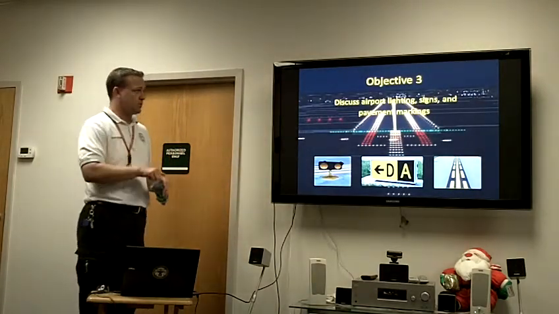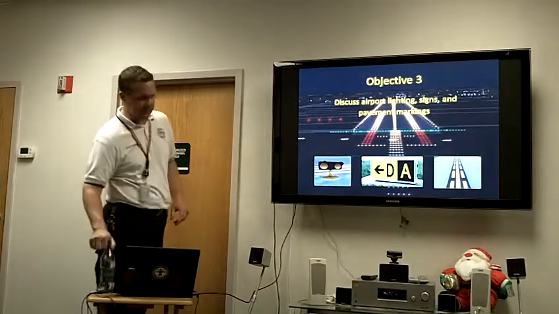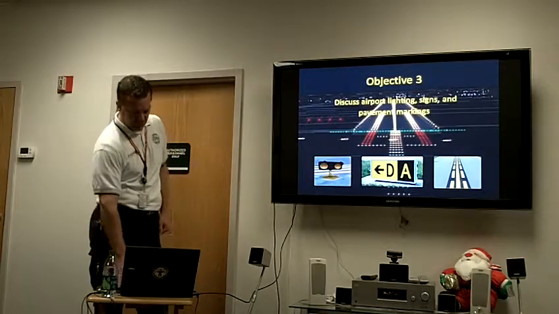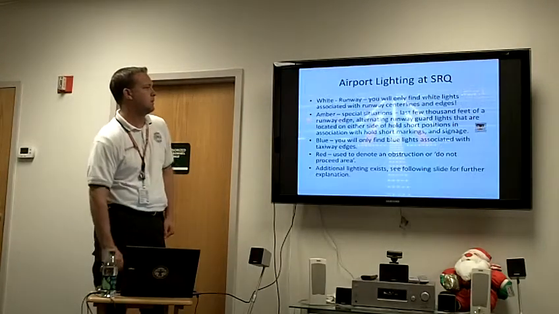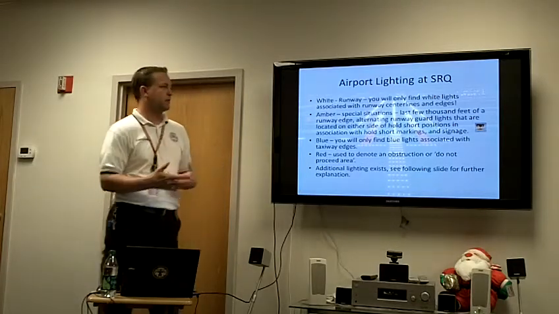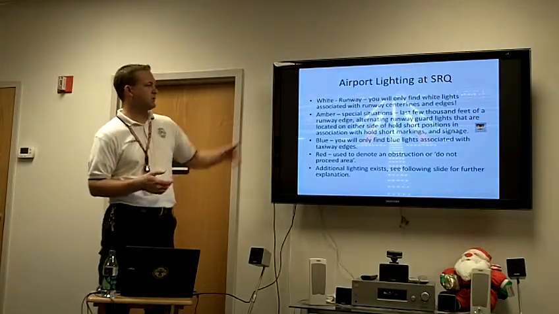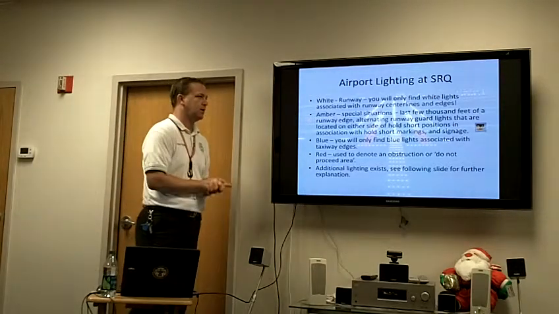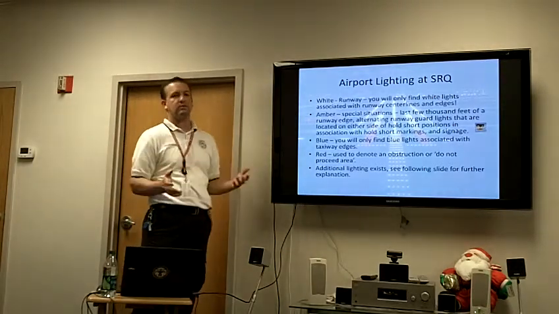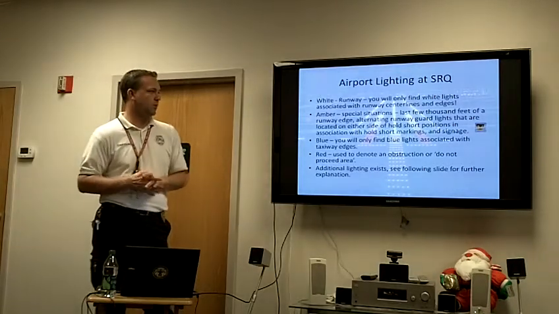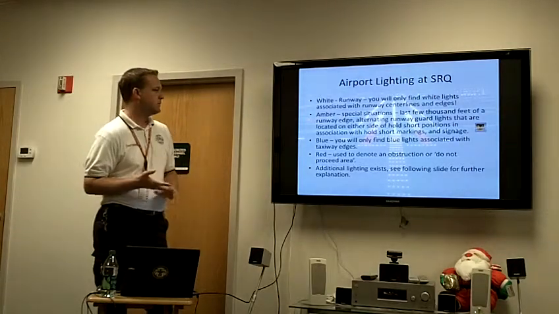Alright. Next, we're going to discuss airport lighting, signs, and pavement markings. And some of these examples here, but we'll go into them more in a second. Alright, airport lighting at SRQ. And this is pretty standard at all airports, but specifically here at SRQ. For sure, white lights always mean runway. If you're seeing white lights on either side, you're on a runway. You will only find white lights associated with runway center lines and edges.